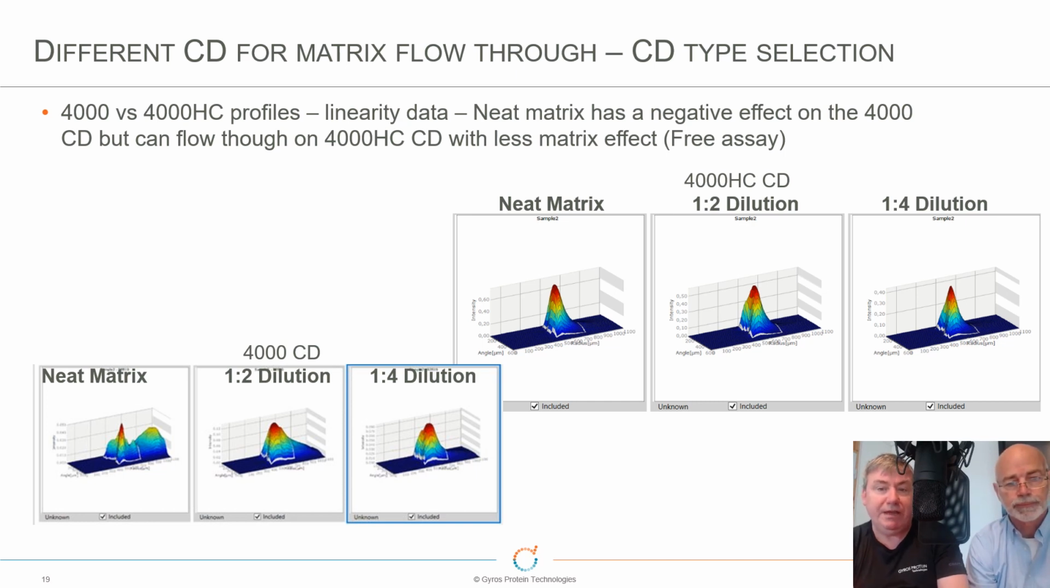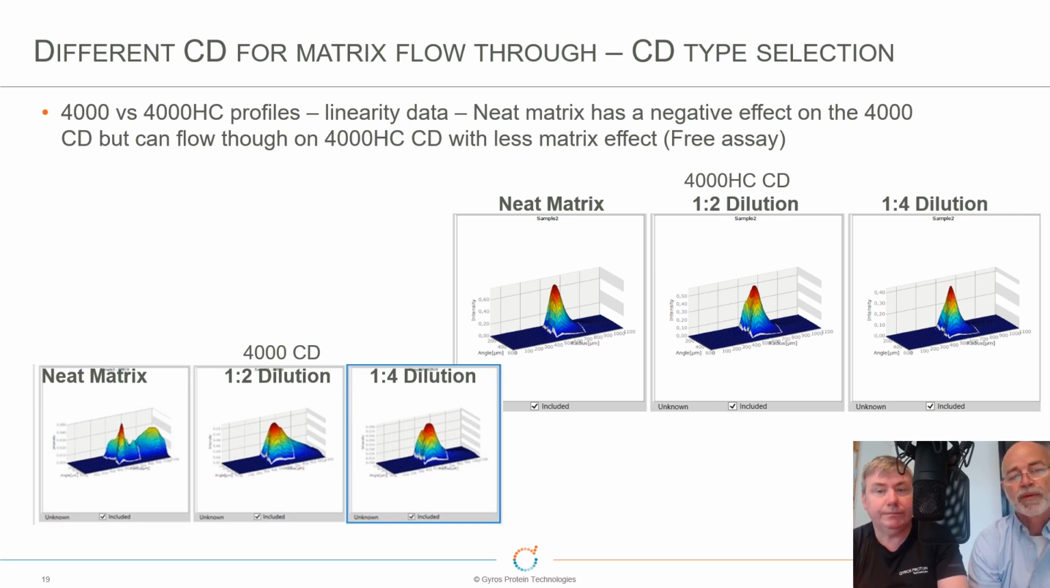So obviously it may not measure free, but when we look at 100% matrix on the 4000 HC, you can see the matrix really is not having any impact, and you can actually measure 100% matrix through the CD. We theorize that some of the matrix proteins are being trapped in the more porous beads that appear in the high capacity CD, and the matrix proteins are having less interference on the assay binding. This is really a nice example of the flexibility of having that HC CD available.